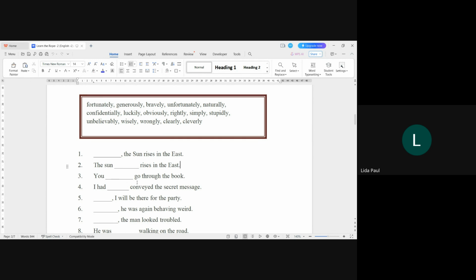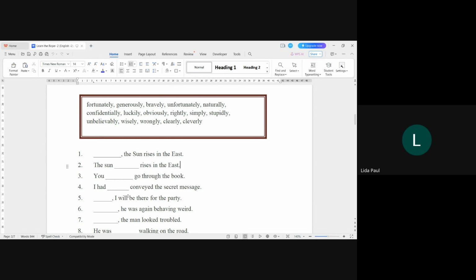Third one, you dash go through the book. Which one do you think would be a better one? Clearly, okay? Yes, clearly. Or can we use something like simply? You simply go through the book. Okay, right? So you simply go through. Okay.